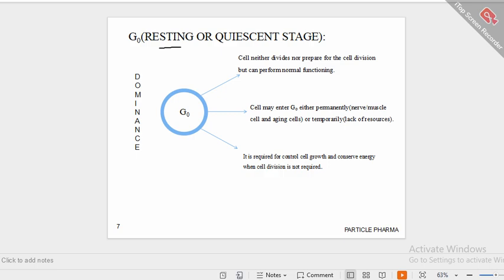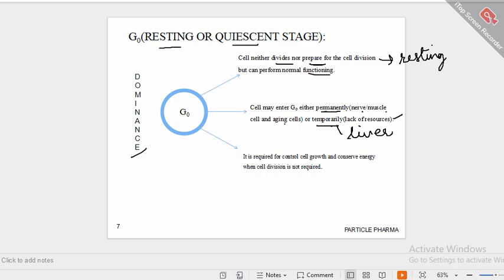G0 phase, or resting phase, or quiescent stage, or dormancy phase. Here the cell is neither dividing nor preparing for cell division, but is in a resting stage, carrying out its normal functioning. A cell can enter G0 either permanently or temporarily. Permanently for nerve or muscle cells or aging cells, whereas temporarily in liver cells. Why will it enter temporarily? Because of the lack of resources. As soon as the cell gets resources, it will enter into the cell division cycle.